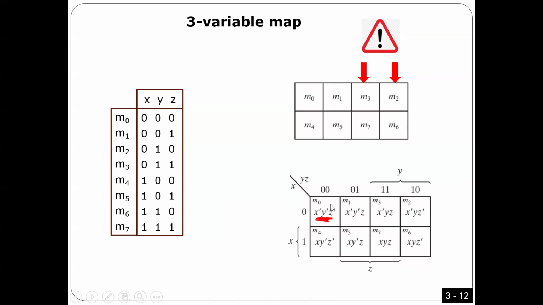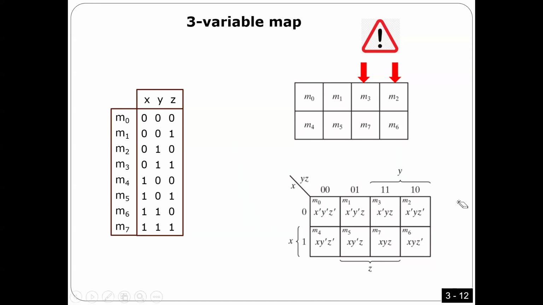If you look here, guys, this square is in the area of x prime. That's why I'm putting x prime here. It is in the area of y prime. It is in the area of z prime, because I'm going to put z prime. I'm going to do the same thing for everyone here. For example, look at this one here. This one is the area of y, the area of z, in the area of x prime. Is that okay? So that's how I can write all the minterms here.